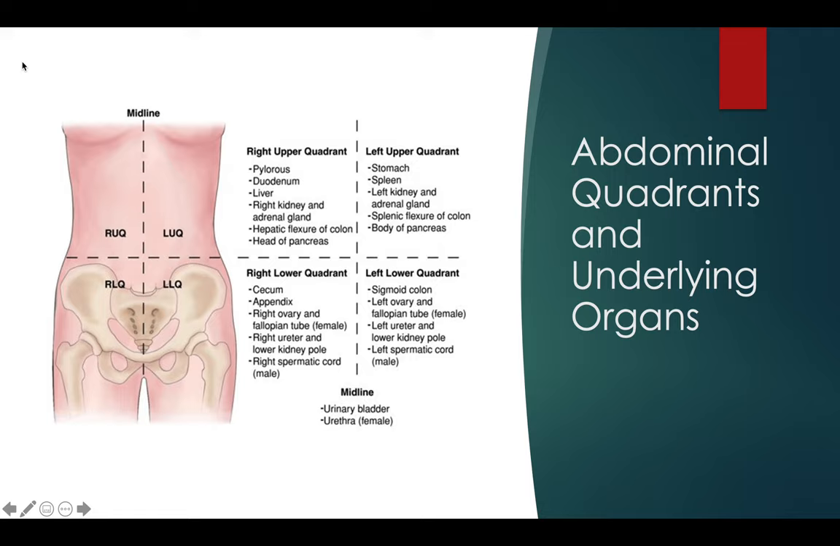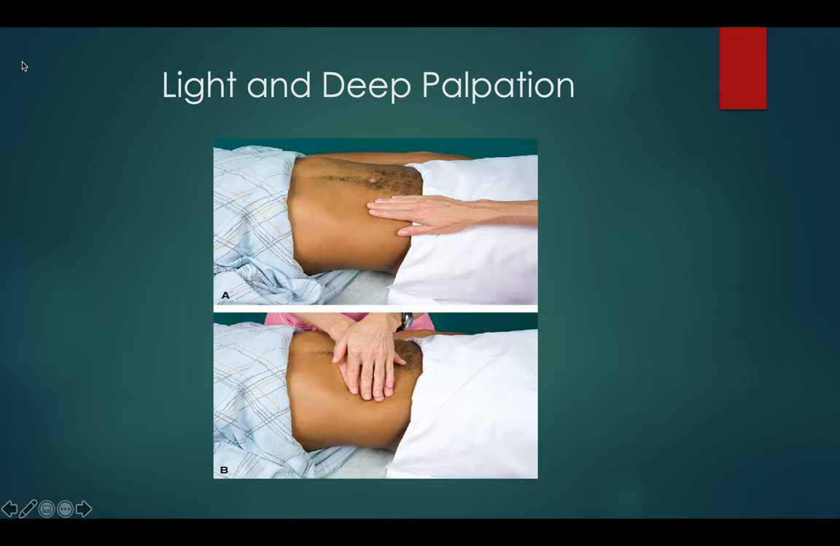In older adults, you can expect to find decreased bowel sounds, decreased abdominal tone, and fat accumulation on the abdomen and hips. Here's light and deep palpation. Usually you do deep palpation when you're trying to find an organ. I have rarely done any deep palpation.